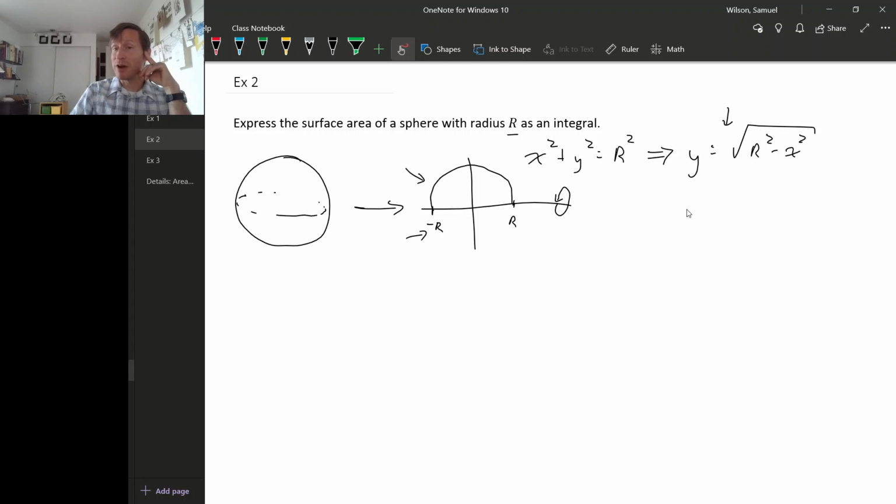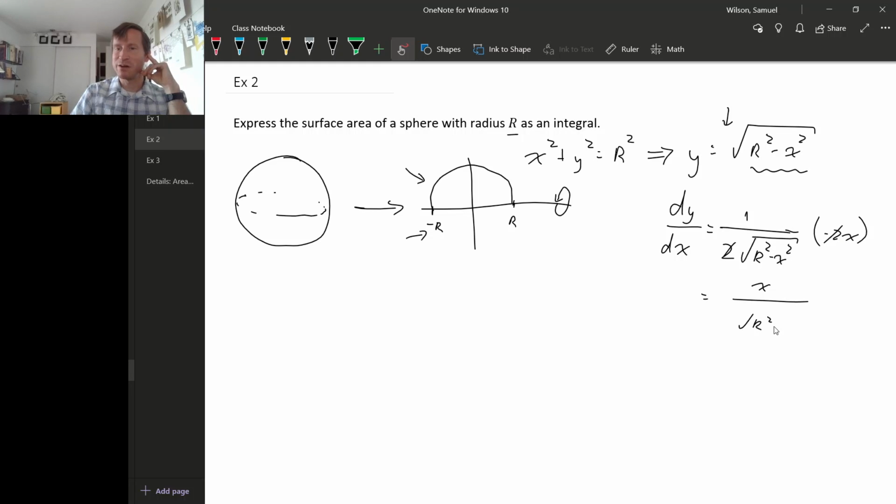So while we're at it, before we get started, let's calculate this derivative, dy dx, because we're going to need it when we write down ds. So, let's see, we're going to have to use the chain rule when we calculate this derivative. So 1 over 2 square root r squared minus x squared. And then the chain rule says we have to multiply by the derivative of the stuff inside the square root, which is minus 2x. So that 2 cancels that 2. So we get x over square root r squared minus x squared. All right.